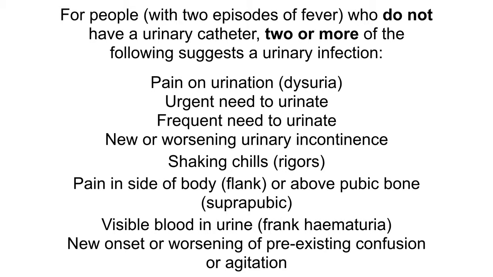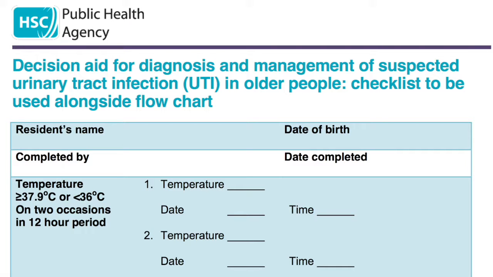For people who do not have a urinary catheter in, then 2 or more of the following symptoms suggest a urinary infection: pain on urination, an urgent need to urinate, frequent need to urinate, new or worsening urinary incontinence, shaking chills or rigors, pain in the side of the body or above the pubic bone, visible blood in the urine, or new or worsening confusion or agitation. Follow the flowchart and document your decisions in the checklist at the back of the pack.